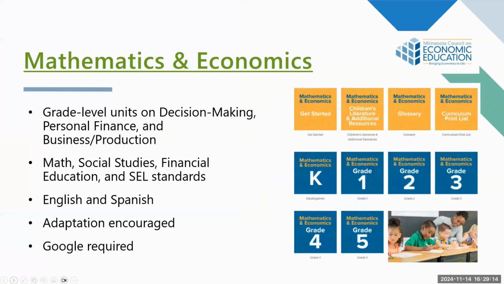So the first lesson we're going to go through here is from the mathematics and economics curriculum. And I'm dropping that link in the chat for everybody. Mathematics and economics curriculum from the Minnesota Council on Economics and Education. I'm a little obsessed with this curriculum. As you can see from the graphic, they do kindergarten through 5th grade units. Each unit has 3 sections: decision making, personal finance, and business or production. So as you go through each from kindergarten through 5th grade, they'll go through all 3 of those sections.